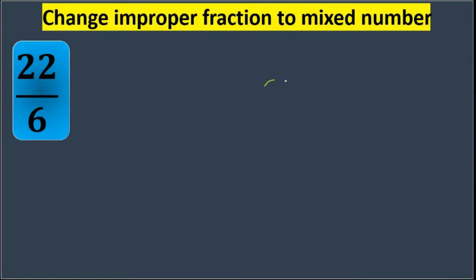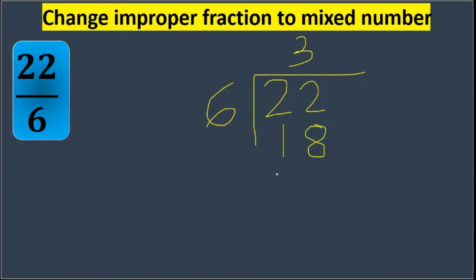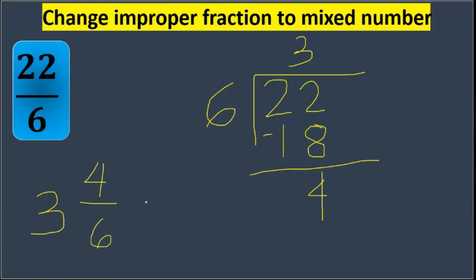Another example. 22, that is an improper fraction, divided by 6. How many 6 are there in 22? We have, I think, 3. And then 18. Subtract. That is 4. So we have the final answer of 3 and 4 over 6. Oops, wait. We need to simplify first. So divide both by 2. So it becomes 2 over 3. Then copy the whole number. This is our final answer.